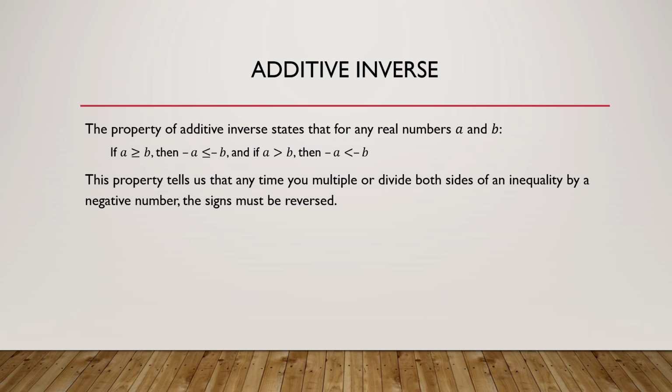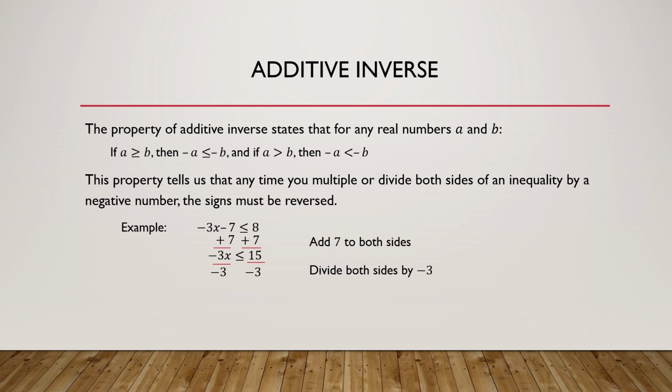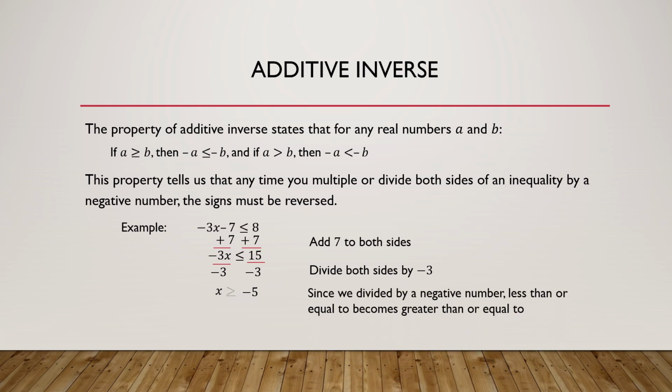We will demonstrate with the example negative 3x minus 7 is less than or equal to 8. We start solving this problem by adding 7 to both sides, leaving negative 3x is less than or equal to 15. This time, to leave x alone on the left side of the equation, we must divide by a negative 3. When we reverse the signs, we are left with a solution x is greater than or equal to negative 5.